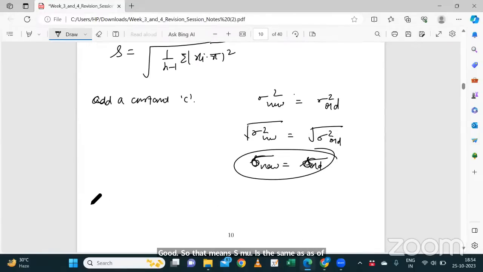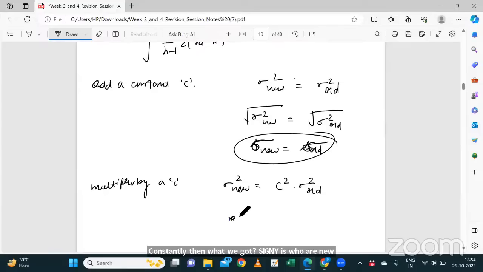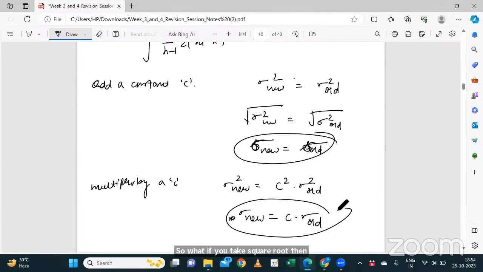Now suppose I want to multiply by a constant c, then what do we get? Sigma square new is nothing but c square into sigma square old, right? If you take the square root, then you get sigma new is equal to c into sigma old, right? The same you can apply for the sample variance as well.